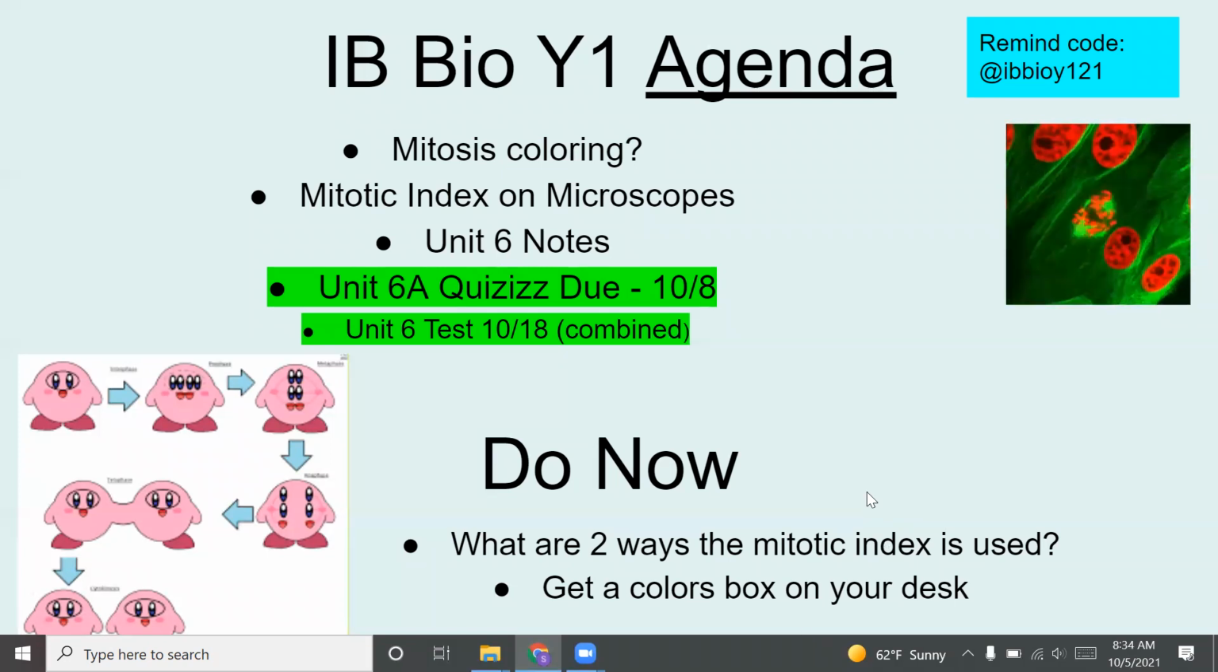All right, two ways mitotic index is used. Give me one. To diagnose cancer, and treatment. We want to see if it's working. So if we're giving treatment, we can do multiple mitotic indexes, hoping that the number is decreasing, right? If the number is decreasing, that means our treatment is probably working. Very good.